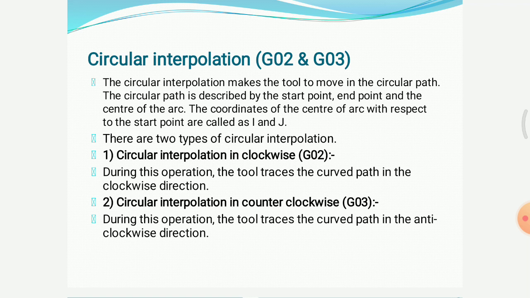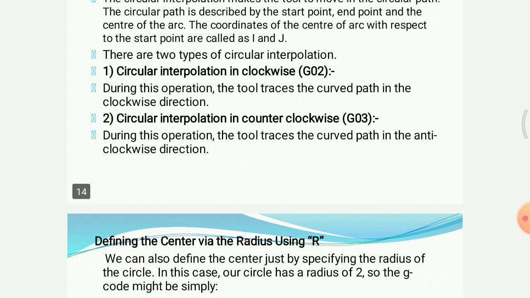There are two types of circular interpolation. In clockwise, G02: during this operation, the tool traces the curved path in clockwise direction. The second one is circular interpolation in counterclockwise direction, G03: during this operation, the tool traces the curved path in anti-clockwise direction.